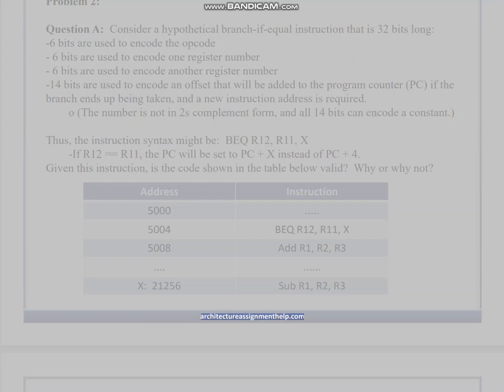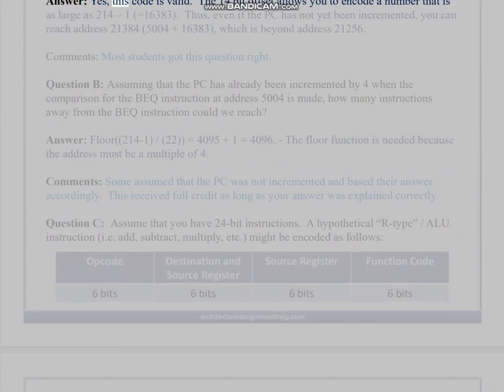Answer: yes. This code is valid. The 14-bit offset allows you to encode a number that is as large as 2^14 - 1 = 16,383. Thus, even if the PC has not yet been incremented, you can reach address 21,387, 5004 plus 16,383, which is beyond address 21256. Comments. Most students got this question right.